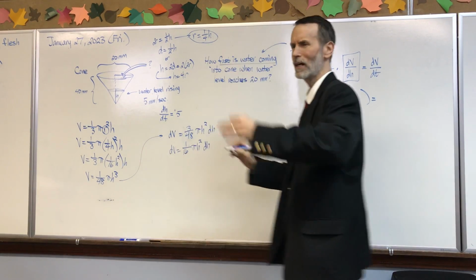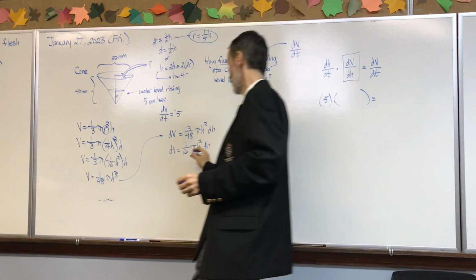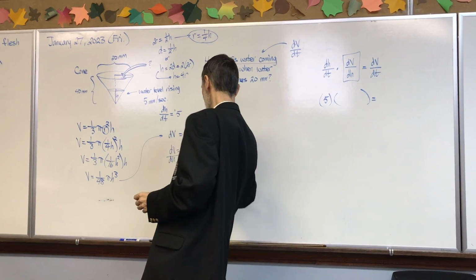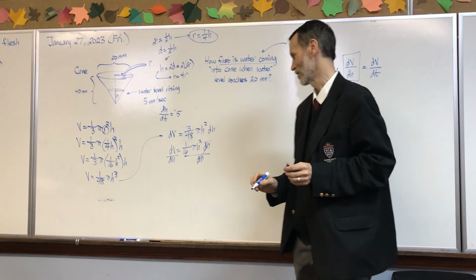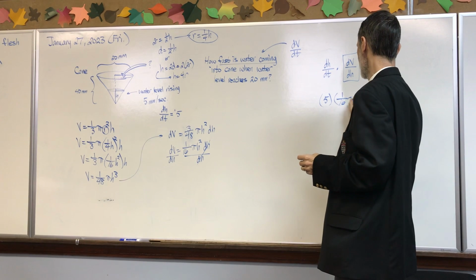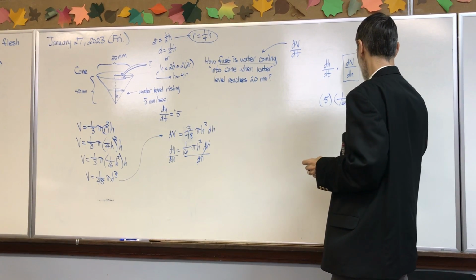What fraction are we trying to get again? dV over dh. How do you do that? Divide by dh. Right, divide both sides by dh. It turns out you don't have to do any arithmetic, it's just done. So put that here, 1 over 16 pi h squared.